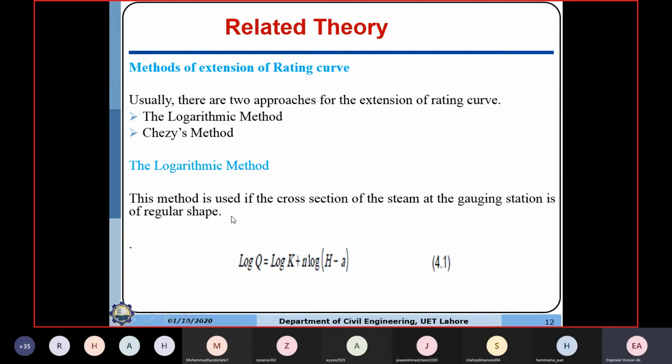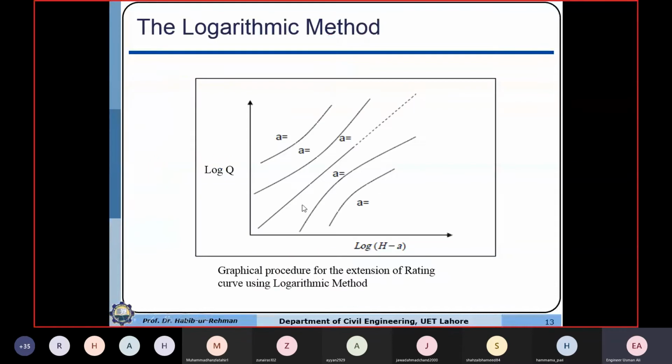The governing equation for the logarithmic method is that log of Q is equal to log of K plus n log of (H minus a). This is the equation of a straight line, y is equal to mx plus c. So this log Q is y in this case. This log of K is the y-intercept of the straight line, and n is the slope, and log of (H minus a) is x. So in this, what you do actually, you plot a graph between log of Q on y-axis and log of (H minus a) on x-axis.